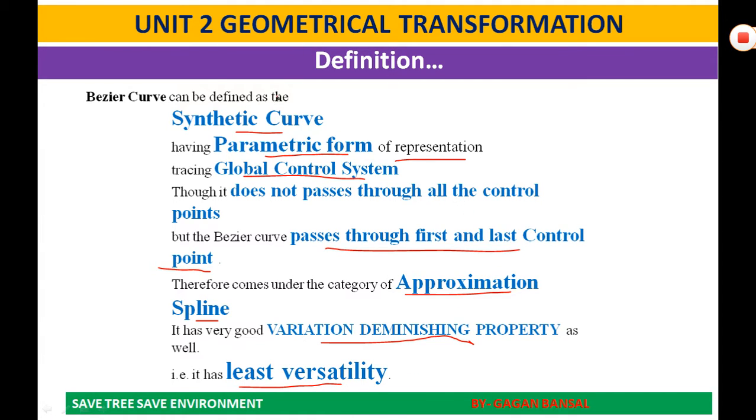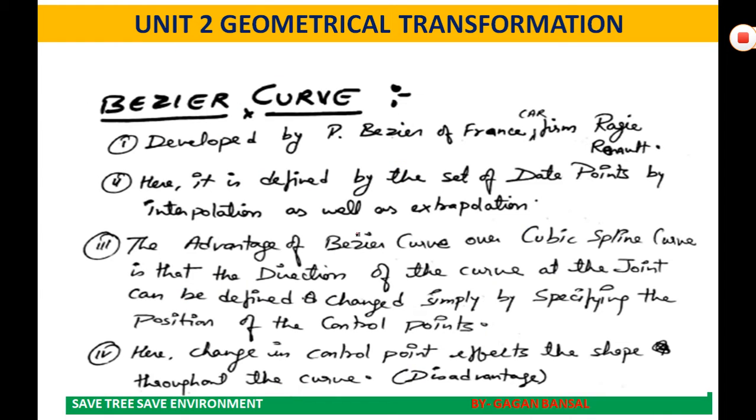Very fast, that it can be defined as a synthetic curve having parametric form of representation, tracing global control system, does not pass through all the control points, but Bezier curve passes through first and the last control point, therefore comes under the category of approximation spline. It has a very good variation diminishing property, that means it has least versatility. Repeating, Bezier curve. So let's see.